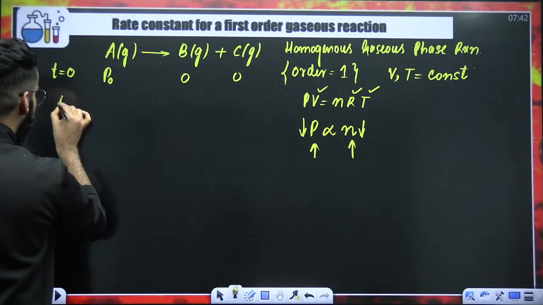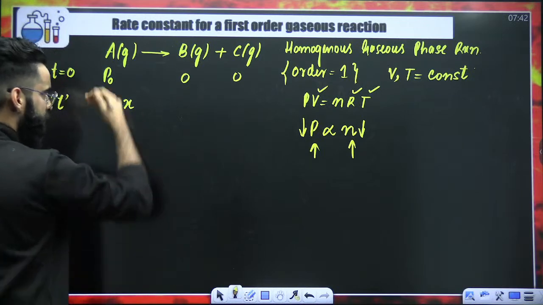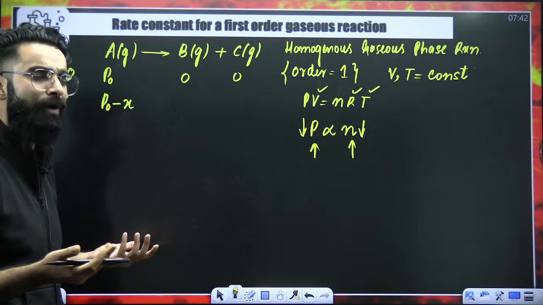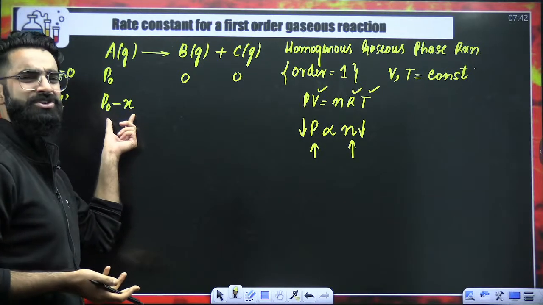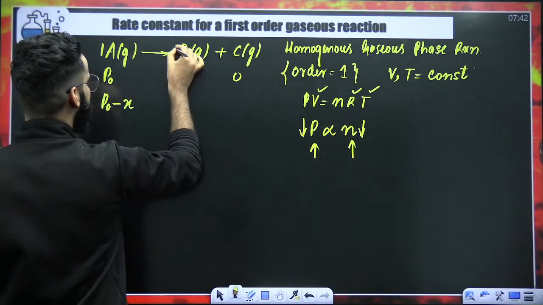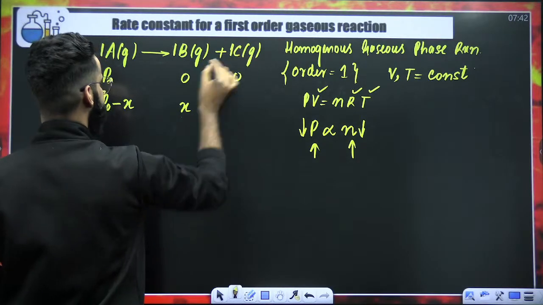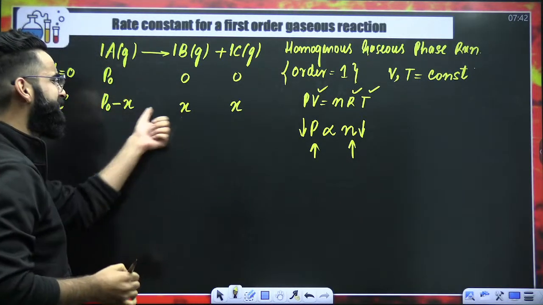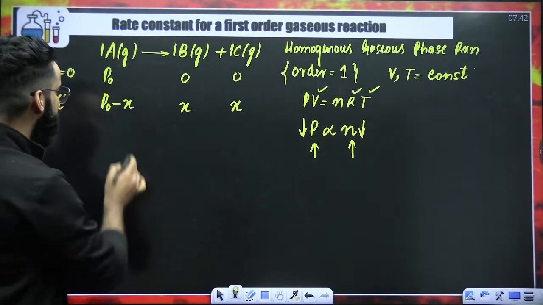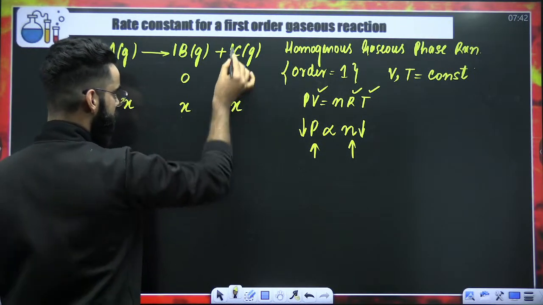So let me assume at time t, the pressure due to A is going to be P naught minus X, because the pressure due to A has reduced by X amount, right? Now, imagine as if this is not pressure. Imagine it's moles. Now, 1 mole of A gives 1 mole of B. So X moles of A will give me X moles of B. Similarly, 1 mole of A gives 1 mole of C. X moles of A gives X moles of C. But is this X actually moles? No, it's pressure. So this P naught minus X is the pressure due to A. This is the pressure due to B. This is the pressure due to C.